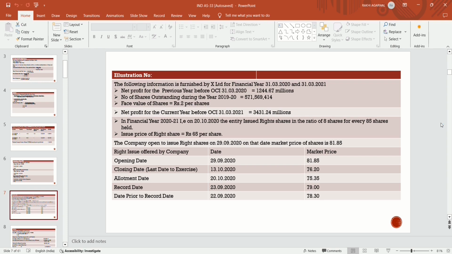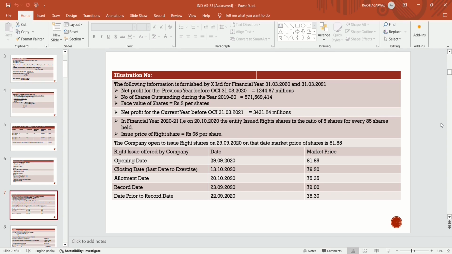On the opening date, that is on 29th September, when the company opened the rights issue, the market price of the share becomes 81.85. The closing date, meaning the last date to exercise the right, is 13th October 2020, and on that date the price is 76.20. Allotment date, the date on which the rights issue is allotted, is 20th October 2020. On that date the price of the share is 75.35.